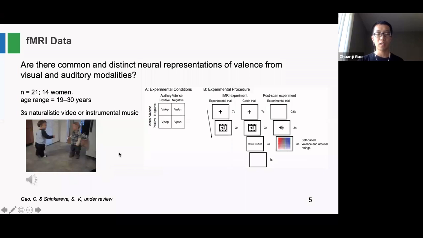So we're using these stimuli with arousal balanced, and we manipulate the valence in this experiment. So we have two conditions specifically. We have the visual positive or negative videos, and also the auditory, basically the positive and negative music. So we have a 2 by 2 design, reaching 4 different combinations.